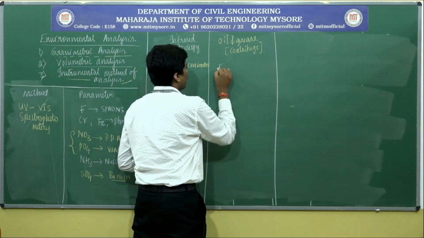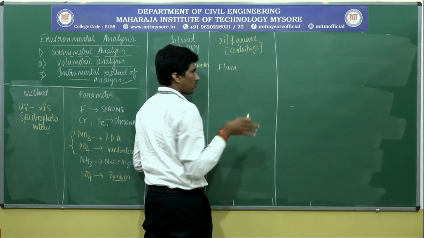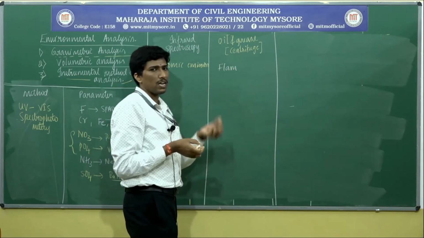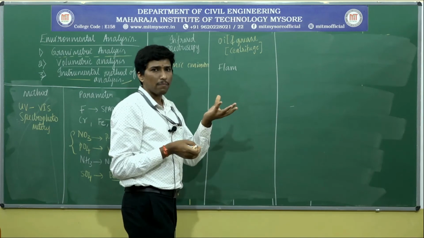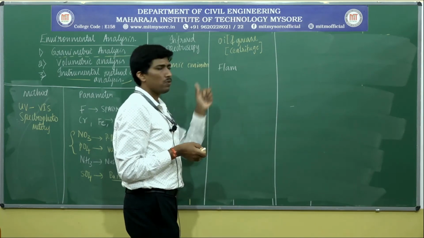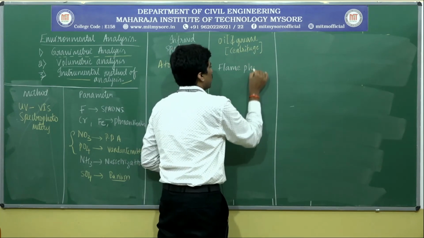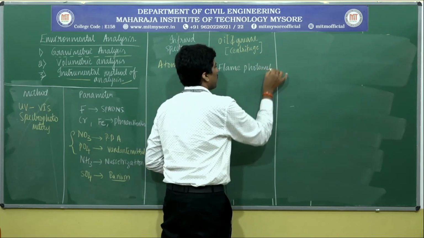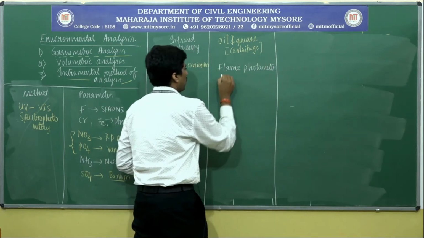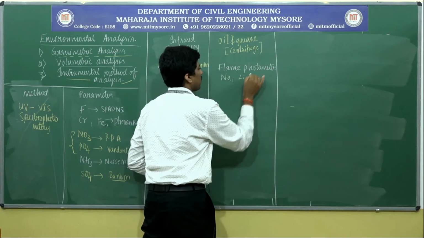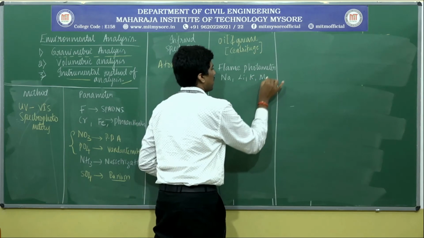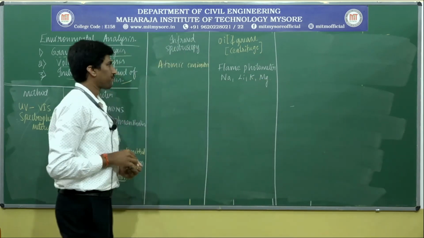Flame photometry: directly the salts or anything else, through aspiration, is heated up. When they are burnt at a high temperature, the color tends to determine the concentration. With the flame photometer, normally sodium, lithium, potassium and magnesium can be determined.